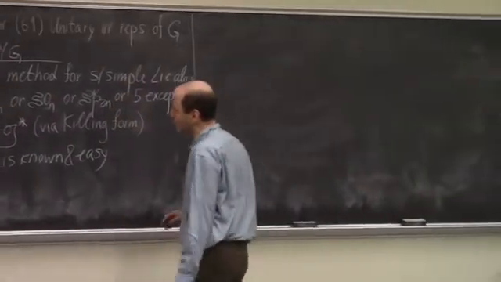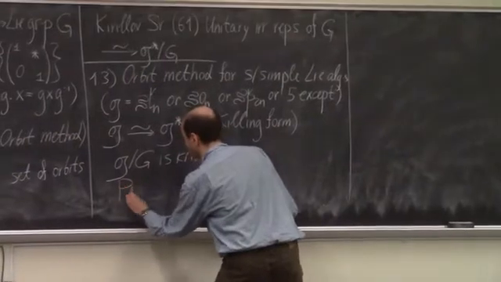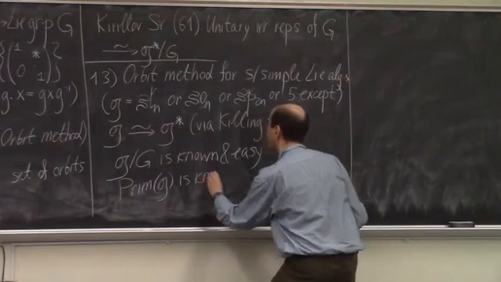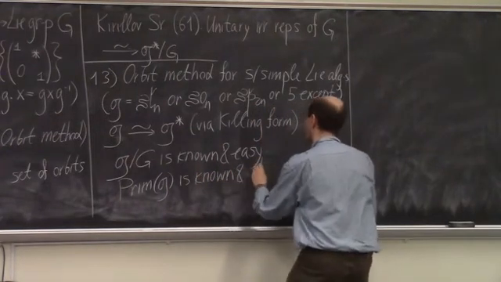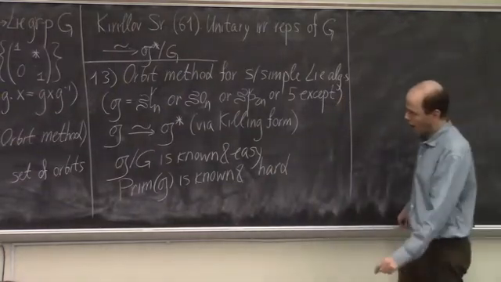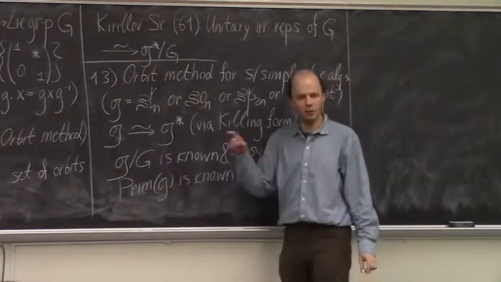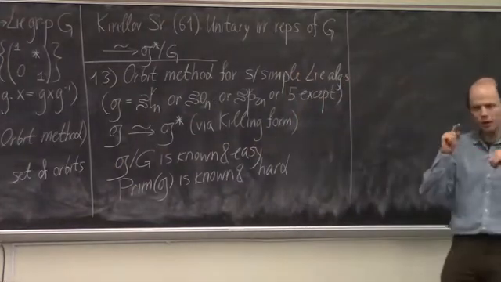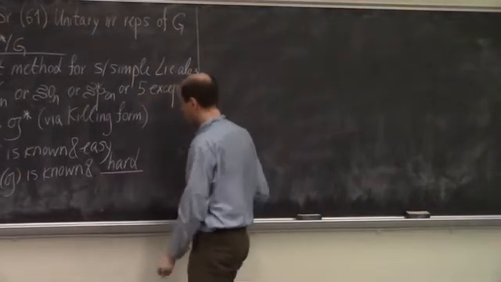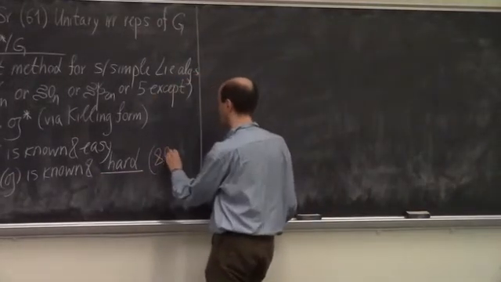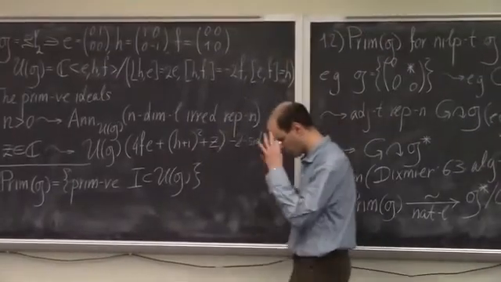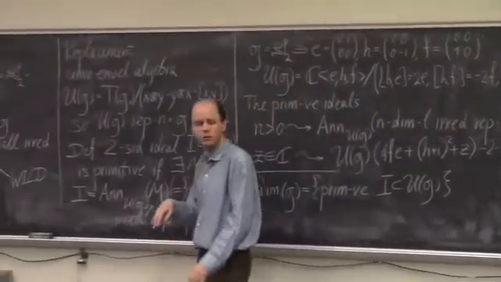Now, bad news is that primitive ideals. The set of primitive ideals is known and hard. For experts, what you do, you take the Cartan subalgebra of g, and then you mod out by a pretty fancy equivalence relation. So this is hard. This was done in the 80s, and the classification was completed by Barbasch and Vogan, who used results of people like Duflo and Lusztig and of Joseph.